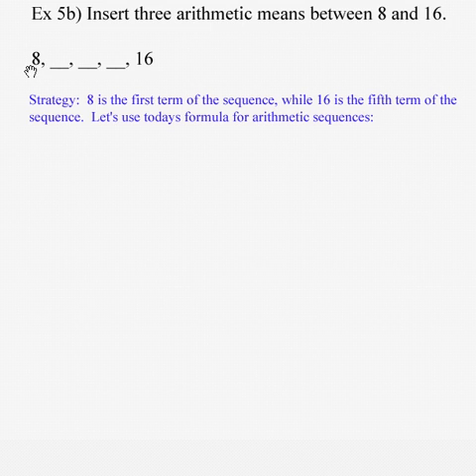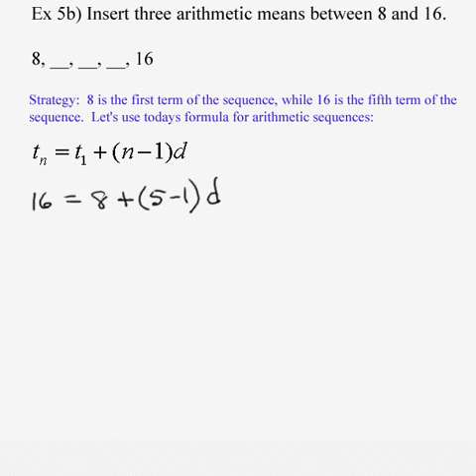8 is the first term. I need to put 3 numbers in between, so that's the first, second, third, fourth. 16 is the 5th term. 8 is the first term, 16 is the 5th term. So let's look at our formula. T sub n, the nth term, equals the first term t sub 1, plus the number of terms minus 1 times the common difference. So in this case, 16 is the 5th term.